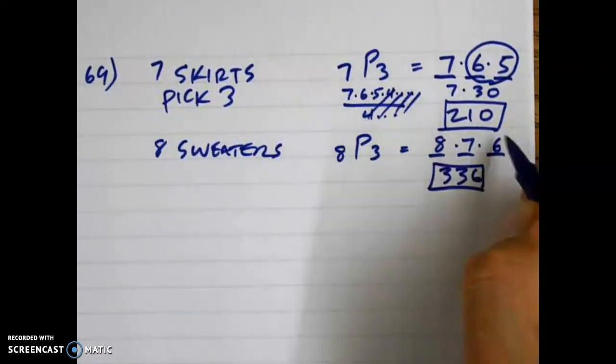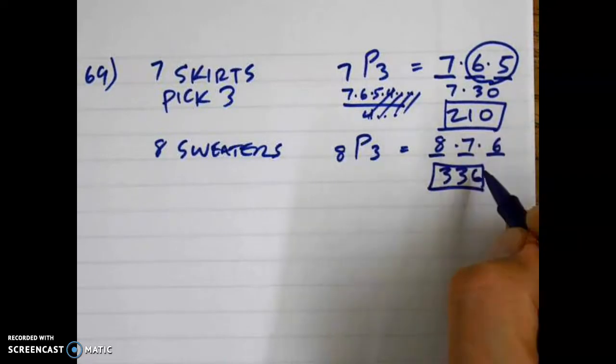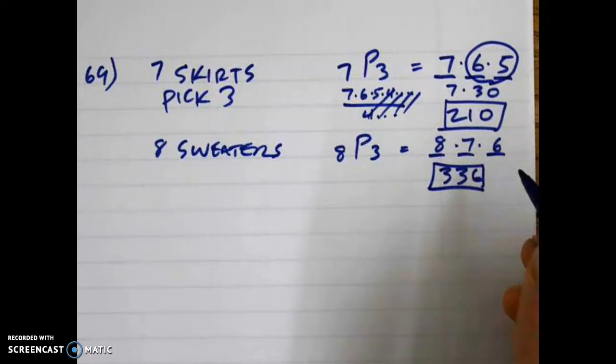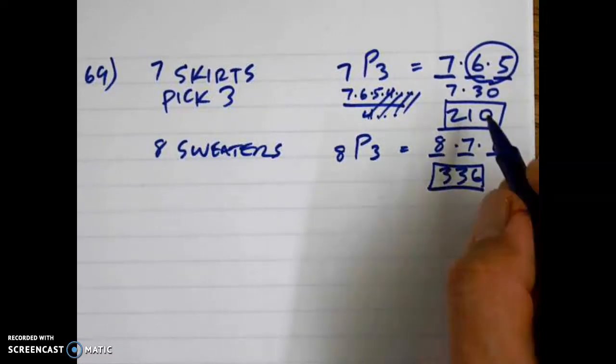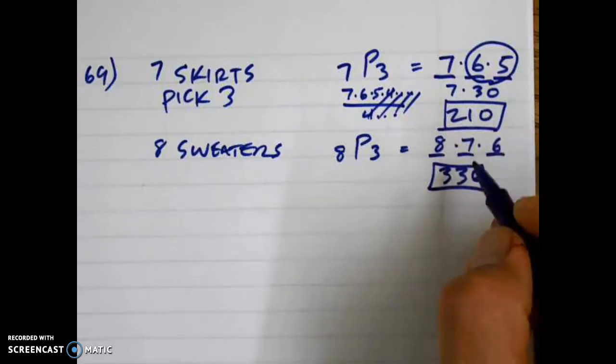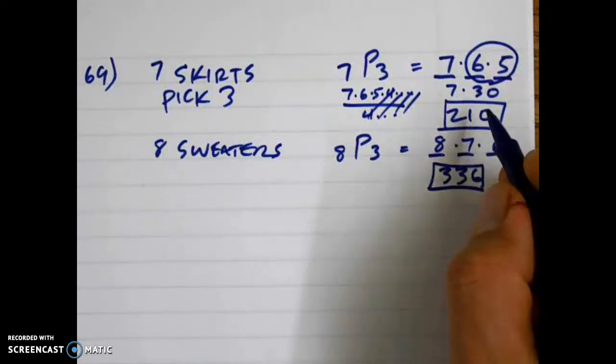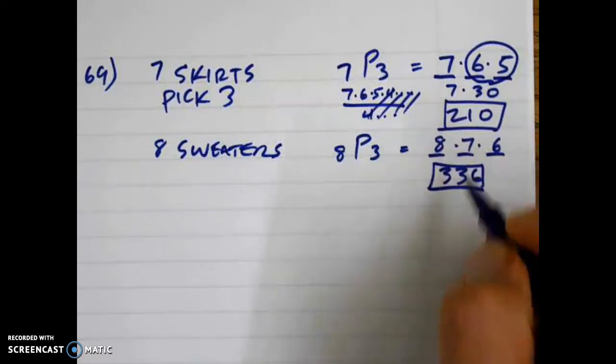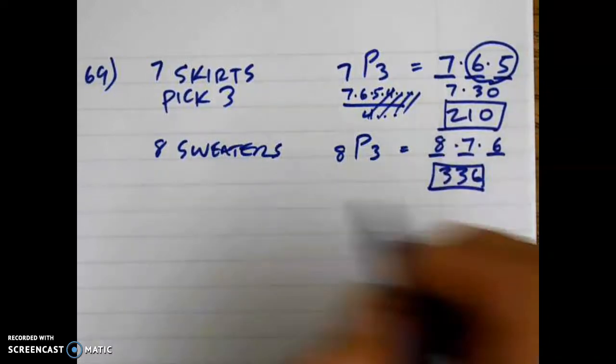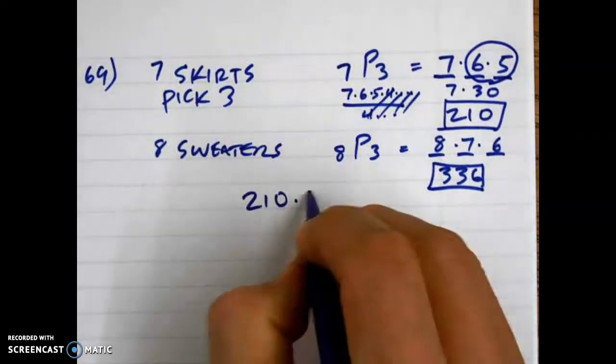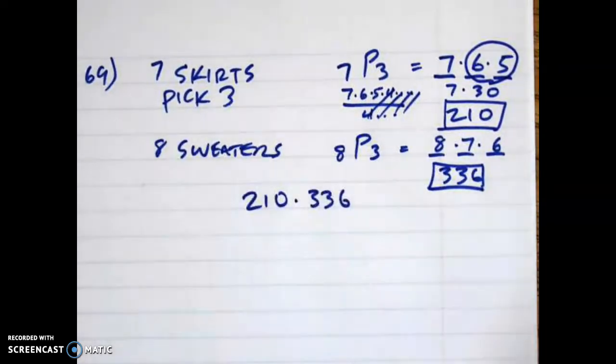Okay, so this is how many different skirts, this is how many different sweater combinations. Are we going to add or multiply? We're going to multiply because for each one of these sequences, we'll have 336 of these sequences. Each one of these will have 336 of these. So we multiply. So 210 times 336 will give us our answer.